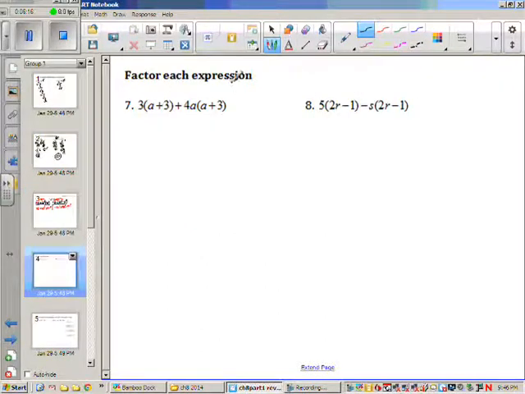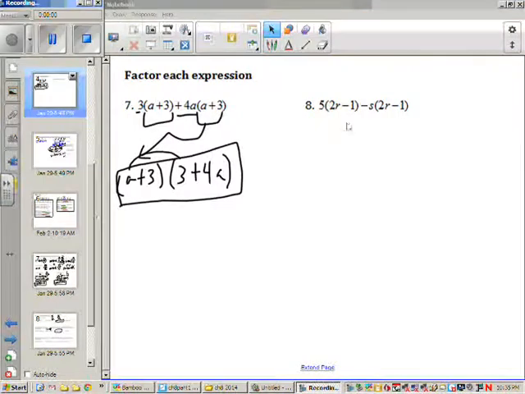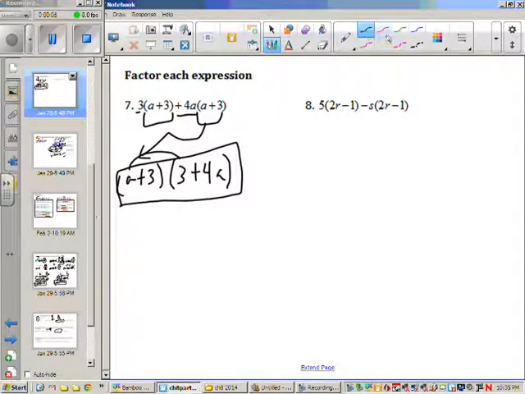I'll do the first one. I'll ask you to do the next one. We see that there's a common binomial here, a plus 3. If we factor that out, a plus 3 in parentheses, that's going to leave behind a 3 plus 4a. Why don't you try this number 8? Hit pause. Okay. You'll notice that again we have a common binomial, the 2r minus 1. We can pull that out.